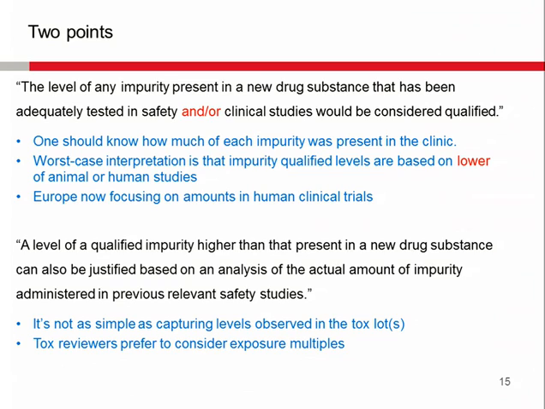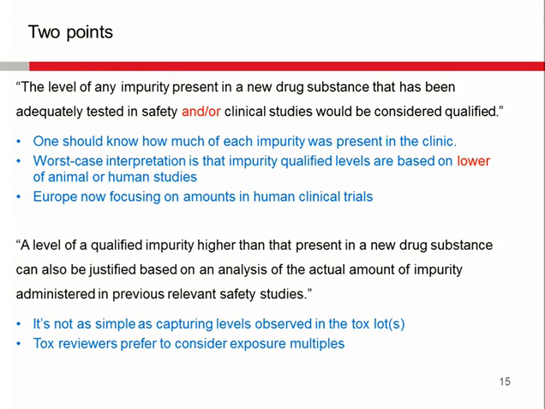So there's a worst case and a best case. I can tell you now the trend in Europe is it's and. You can have high levels in tox lots and in animals. If you haven't put those impurities into people, good luck, you're not getting them. So the take-home message here is you need to get the stuff into people.